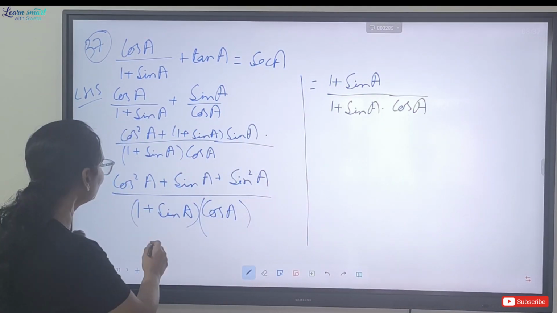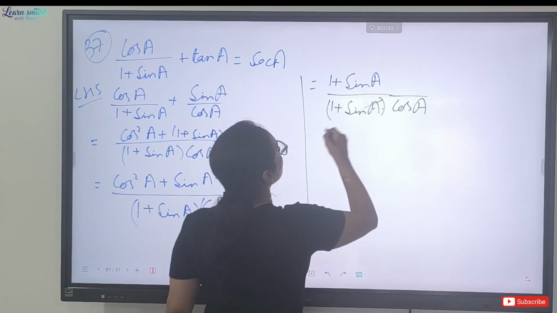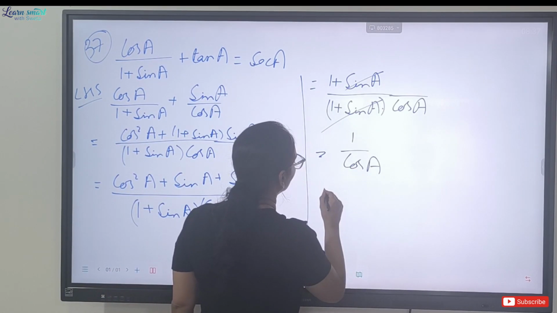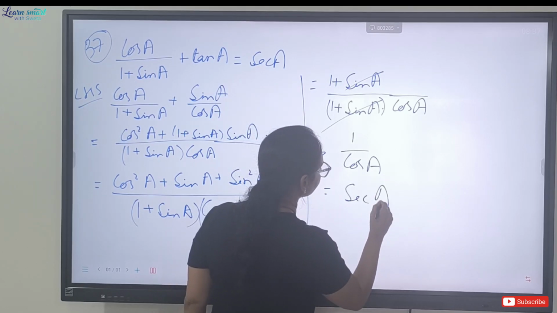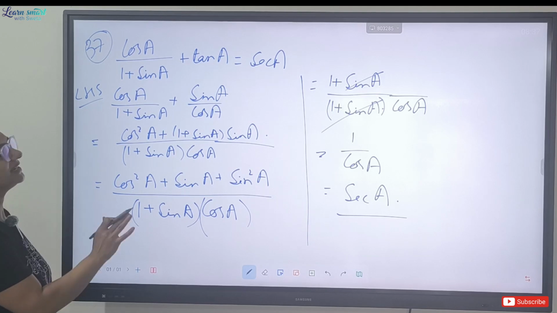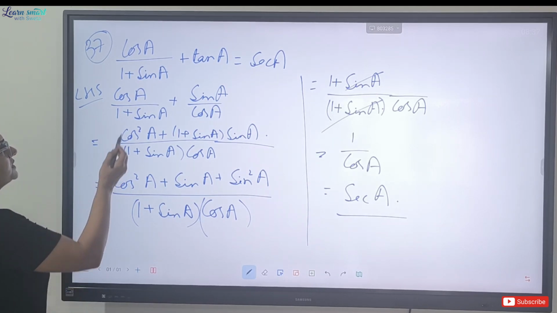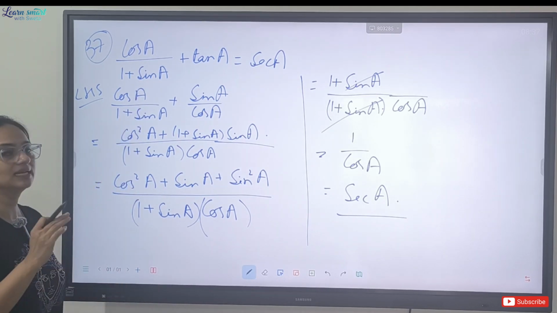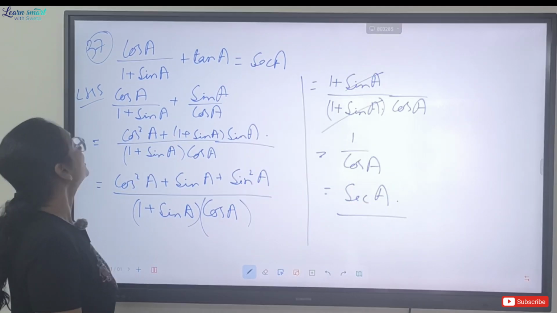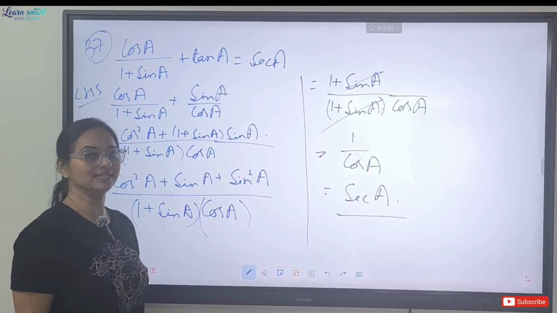So we can cancel 1 plus sin A and we get 1 by cos A, which is sec A. And that's the RHS. So very simple question. We just wrote tan as sin by cos. Keep solving and you get the RHS simply. Let's solve the next question, question number 38.